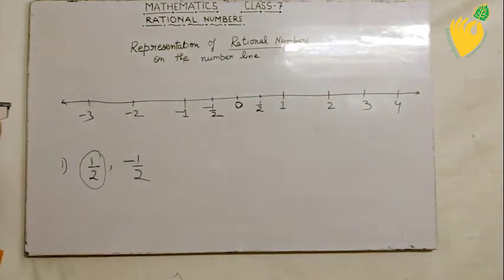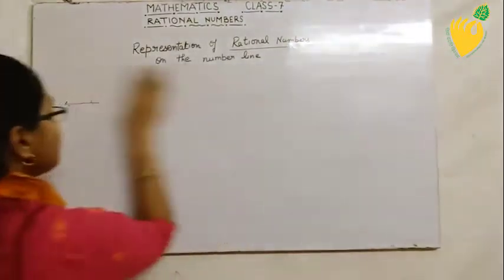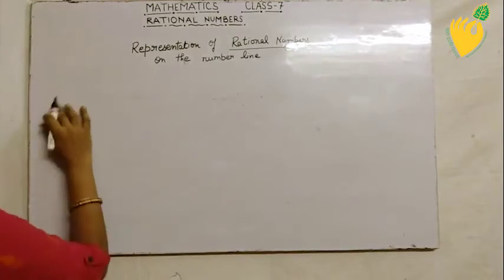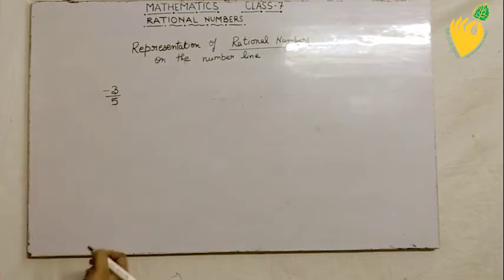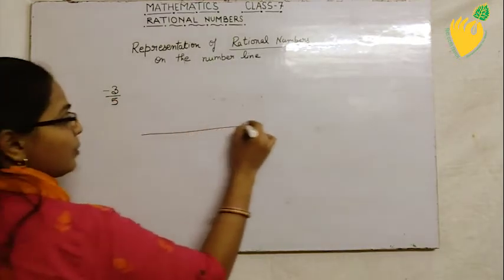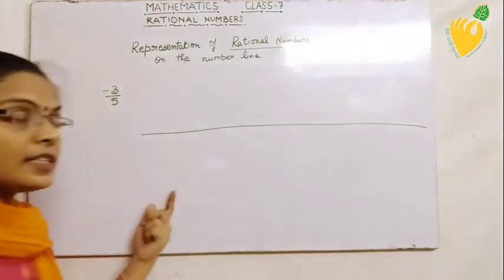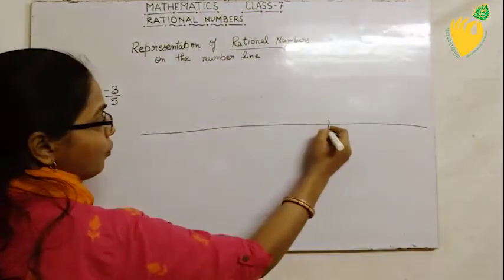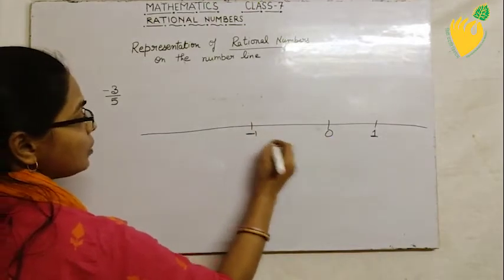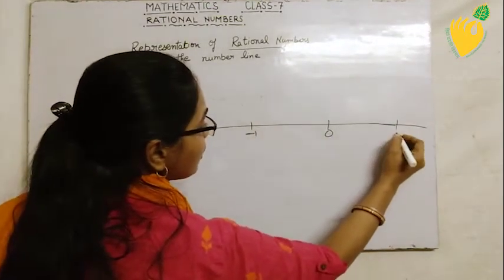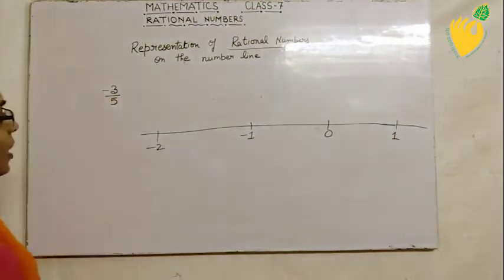I would like to explain one more question to you: how to represent a rational number on the number line. Students, suppose you have to represent the rational number minus 3 upon 5 on the number line. Again, we will make a number line, and we all know that this is a negative rational number, so it will be on the left hand side of the 0. So we will focus more on the integers which are on the left hand side of the 0. This is -1. Take an equal distance on both sides. If it is -1, it is -2.